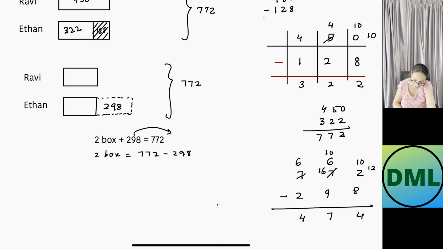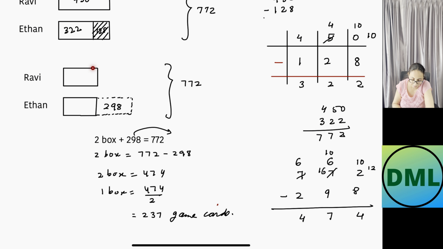474 game cards. So 2 boxes is equal to 474 game cards. So one box is equal to 474 divided by 2. If you divide it, your answer will be 237 game cards.